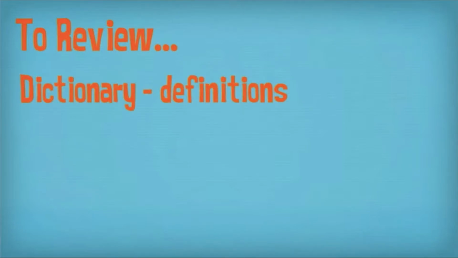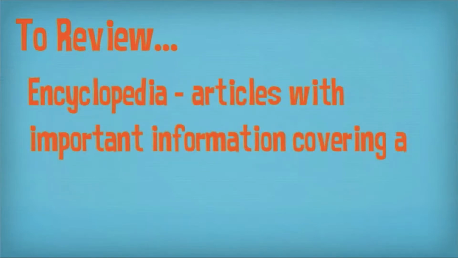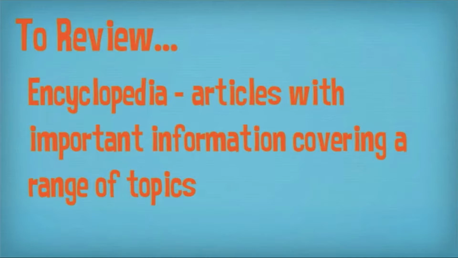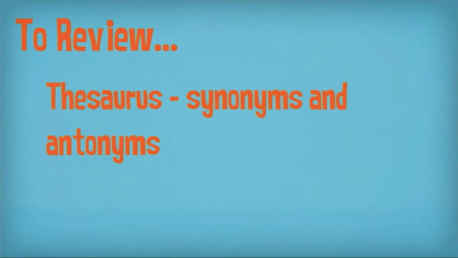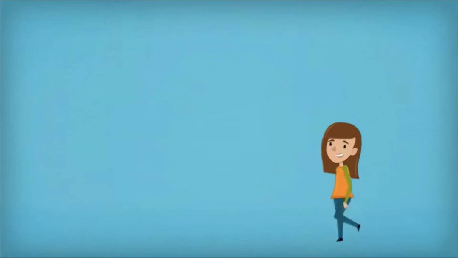Time to review. Today we learned about dictionaries, and their main use is to find definitions. Encyclopedias have articles with important information covering a range of topics. They're really good if you need to know key facts about a subject. The last reference source that we looked at was the Thesaurus, and we mainly use that to come up with synonyms or other words in place of commonly used words.